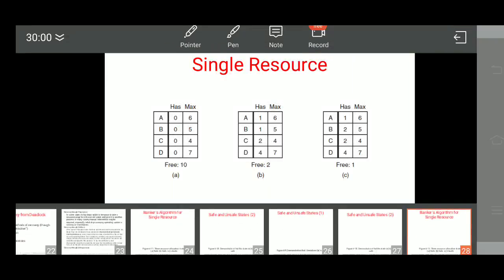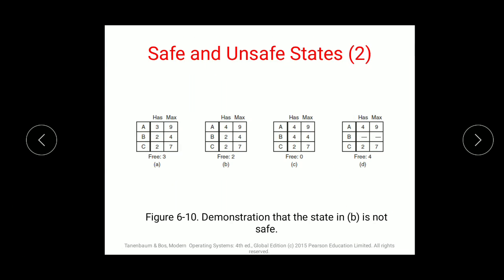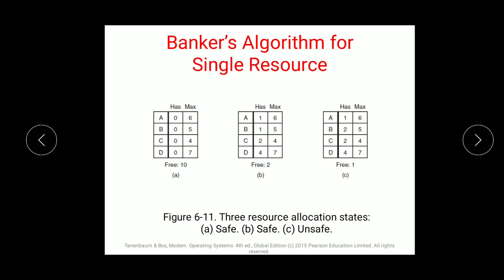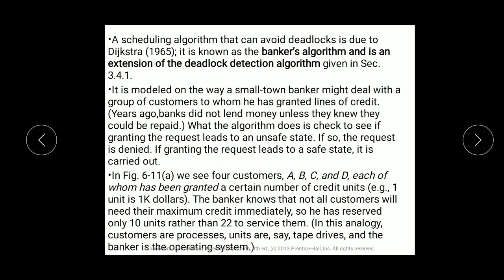So in the last topic we had completed the safe and unsafe states. What are those conditions? So now we'll be going with the banker's algorithm for single resource. Now what is banker's algorithm? So basically we'll read here a scheduling algorithm that can avoid deadlocks due to Dijkstra 1965. It is known as Banker's algorithm and is an extension of deadlock detection algorithm.